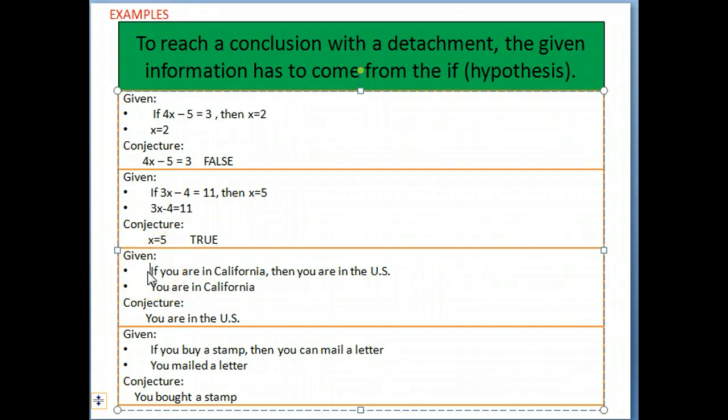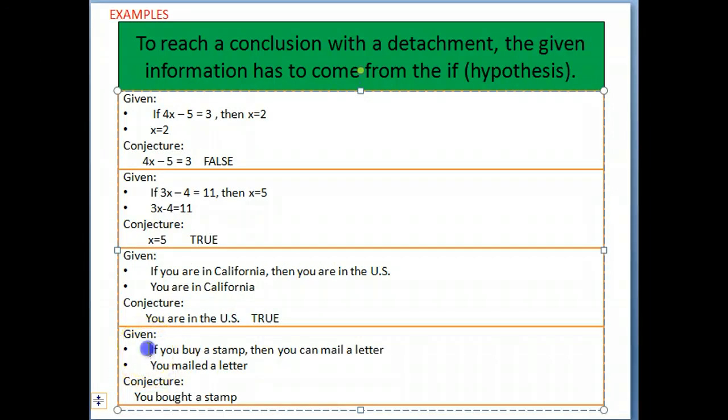Up next, if you're in California, then you are in the United States. That's our rule. Our given information after that is that you are in California. The person's conjecture was that you were in the United States. Did that follow the rule? Yes, it did. Our given information came from the if part, so we could make a conclusion, and our conclusion should be the then part of the statement, which it was. So this one is true.